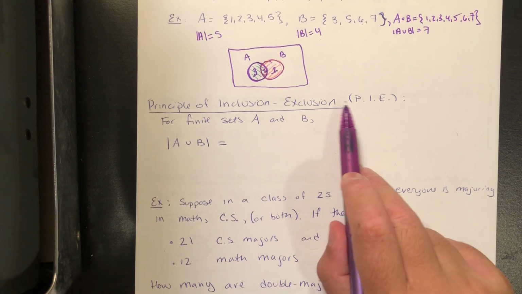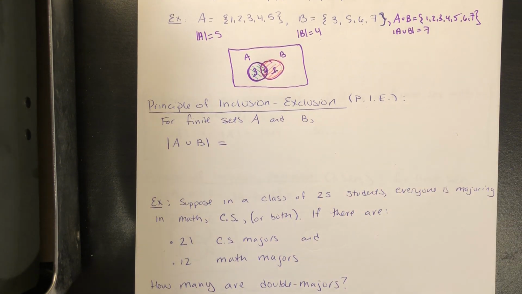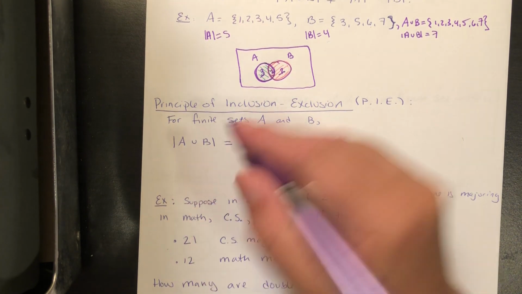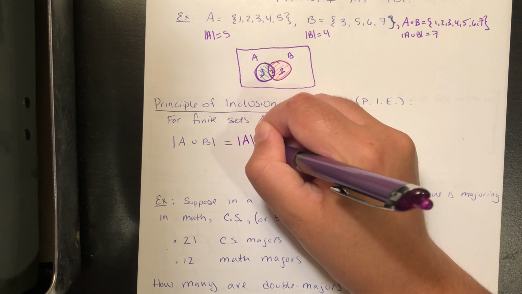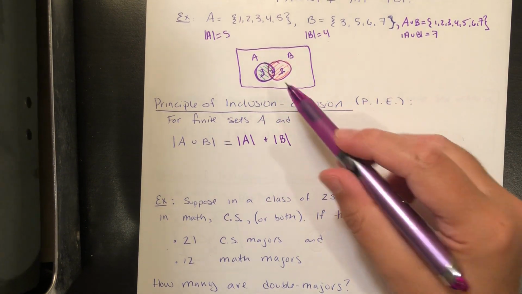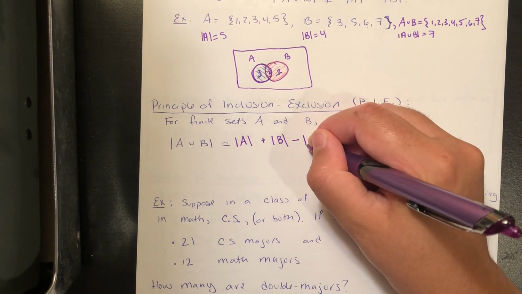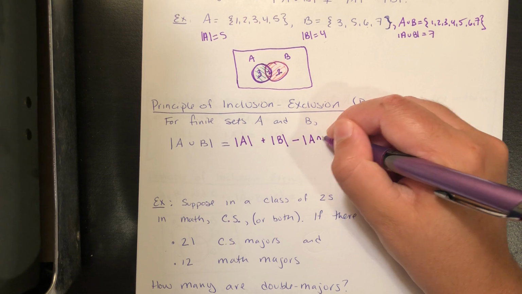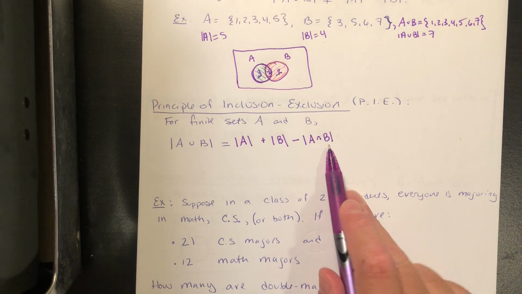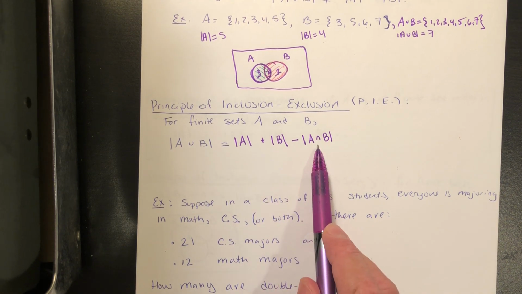So let's make that a little bit more clear. We call this the principle of inclusion-exclusion, sometimes shortened to PIE, P-I-E. For finite sets A and B, you can find the cardinality of A union B by starting with the cardinality of A, adding the cardinality of B, but since you've double counted that intersection, you now need to subtract the cardinality of A intersect B to correct for that overcounting. This is a common counting technique that we do, sort of overcount and then correct for it later.